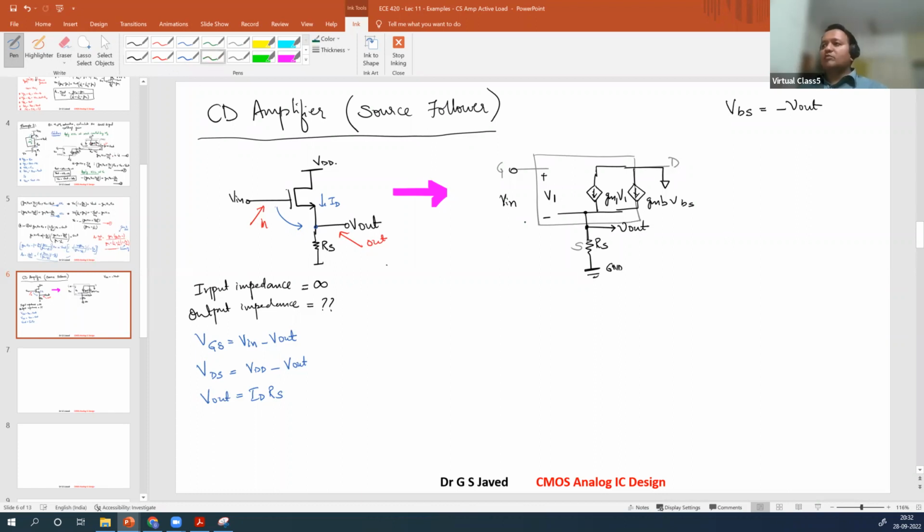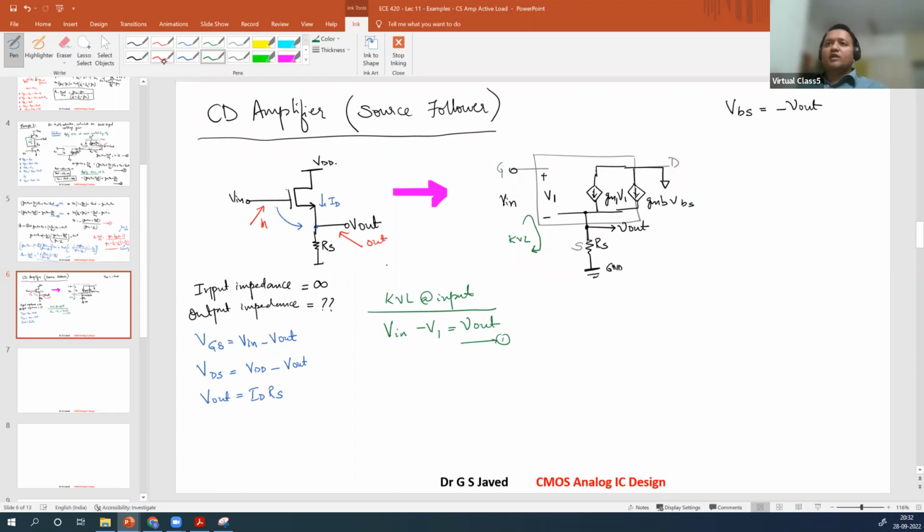First thing we will do is apply KVL in this loop. Applying KVL at the input, what do you get? Vin minus V1 is equal to Vout. This is equation 1.